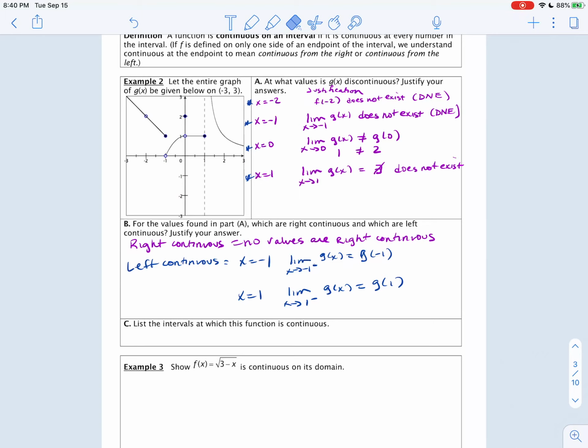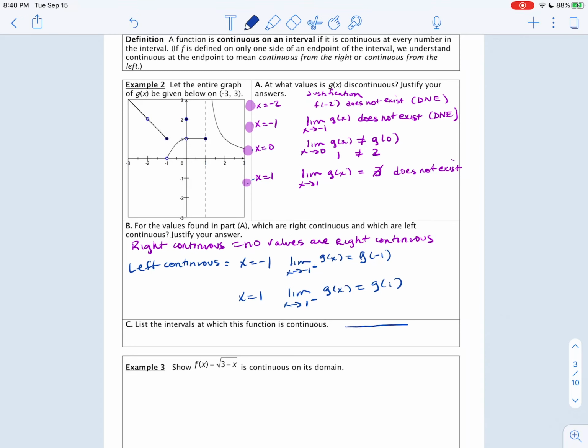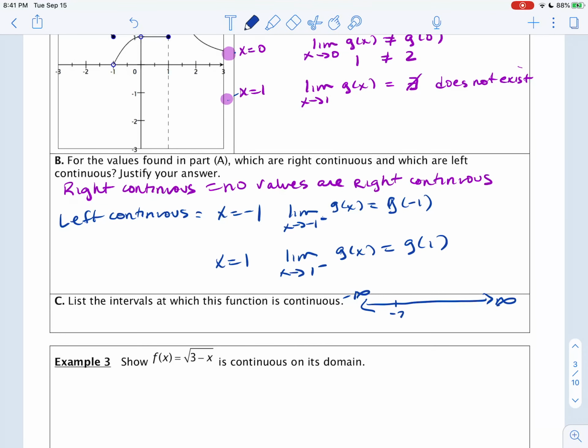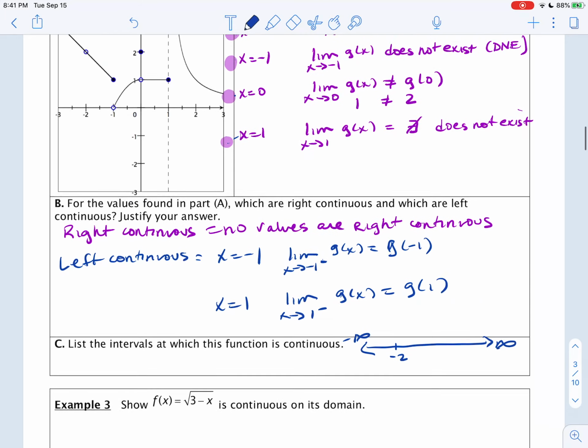Okay. And then finally in part C it says list the intervals at which this function is continuous. It didn't say right continuous. It did not say left continuous. It said continuous, so that is two-sided continuous. So if I go back to these points of discontinuity up here, I take these values and I want to exclude them from the entire real number line. So if I just write the entire real number line, and I have infinity and minus infinity, I'm going to get rid of -2.